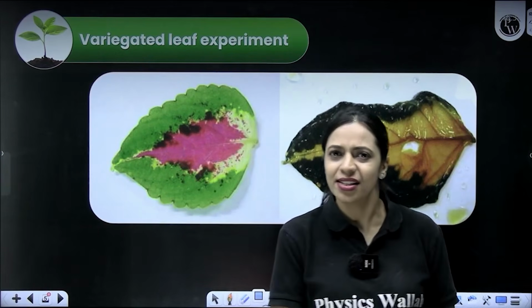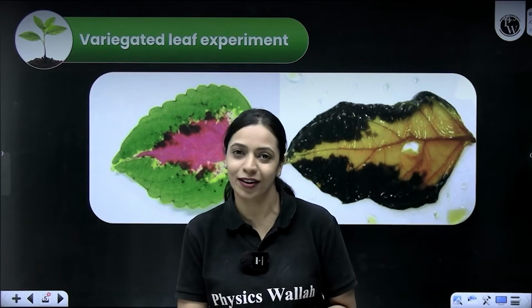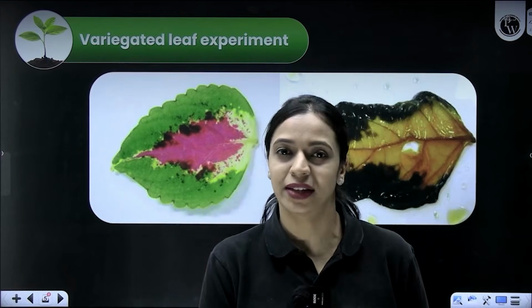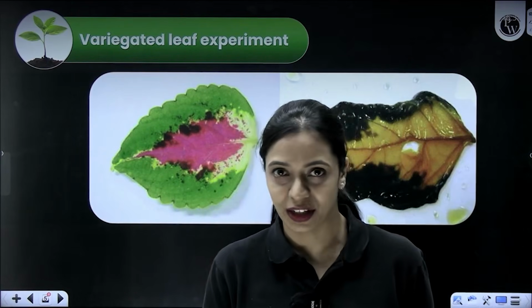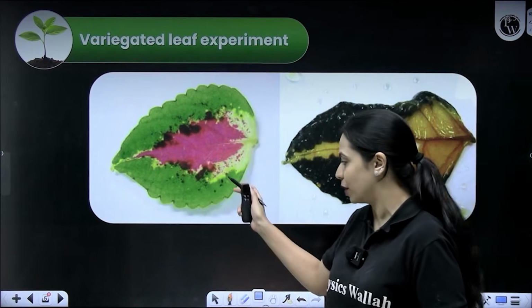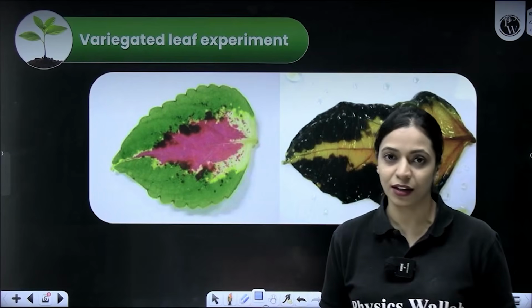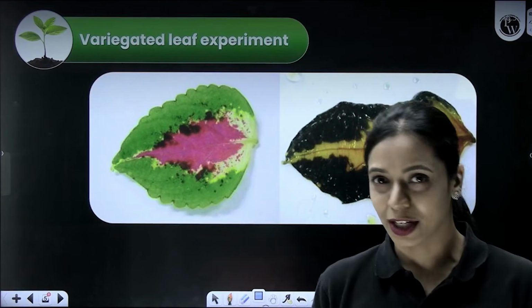First of all, what is a variegated leaf? It's a fancy term for a leaf that has more than one color. Obviously, it will have green color. In most cases, green will be one of the colors. Along with green, if there's any other color, you call it a variegated leaf. They're very pretty to look at.